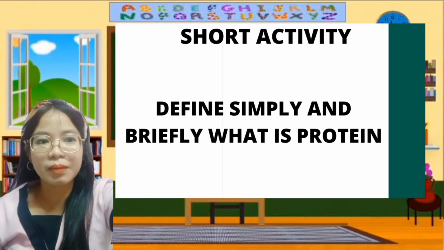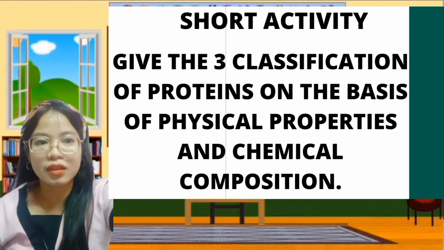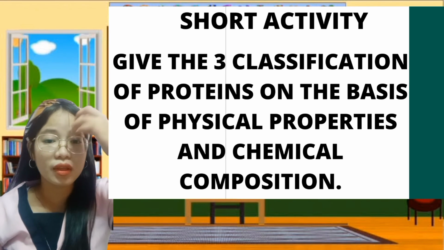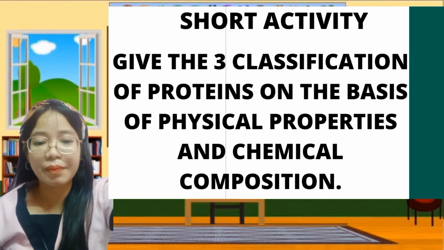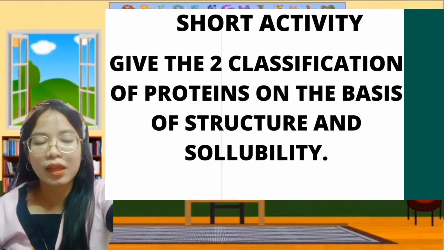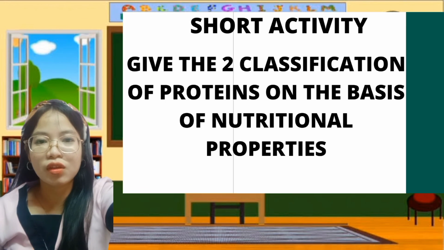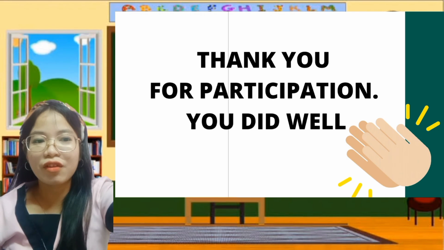Now, define simply and briefly what is protein. And this is, give the 3 classifications of proteins on the basis of physical properties and chemical composition. Next is, give the 2 classifications of proteins on the basis of structure and solubility. And give the 2 classifications of proteins on the basis of nutritional properties. That's all. Thank you for participation.